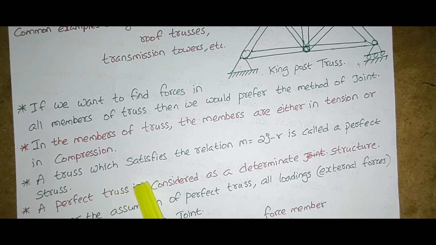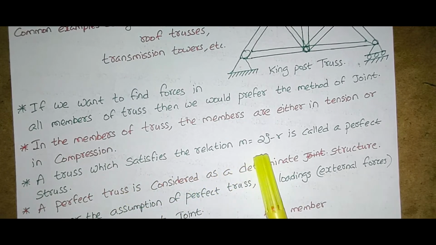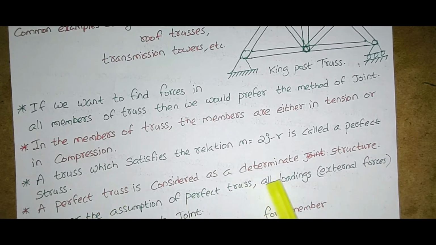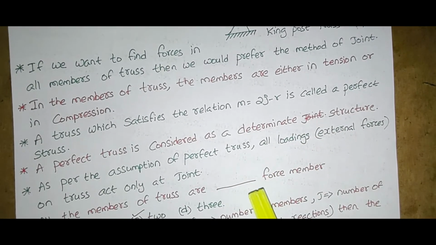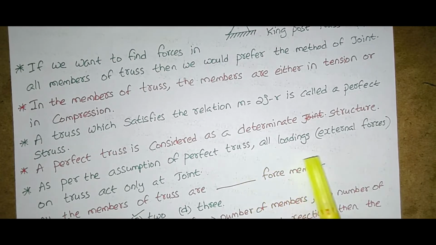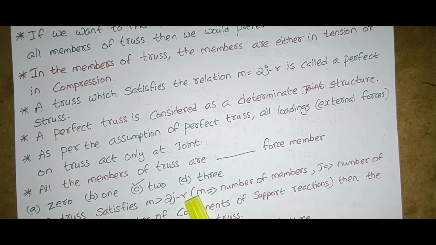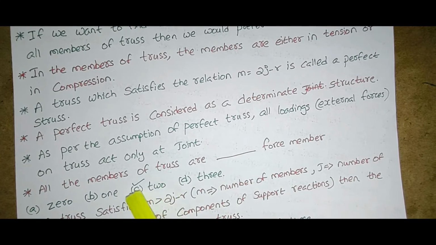A truss which satisfies the relation m = 2j - r is called a perfect truss. A perfect truss is considered a determinate structure. As per the assumption of a perfect truss, all loadings and external forces on the truss act only at joints. All the members of a truss are dash force members. Here we have four options: 0, 1, 2, 3. The right one is 2. All the members of a truss are two force members.